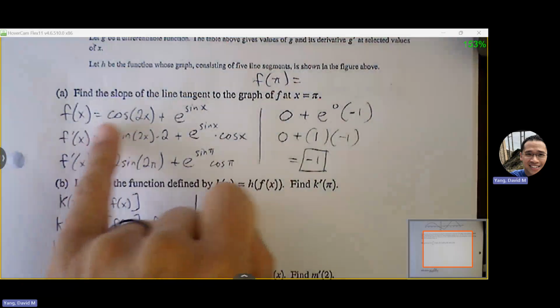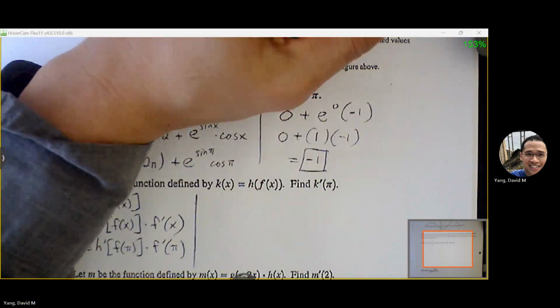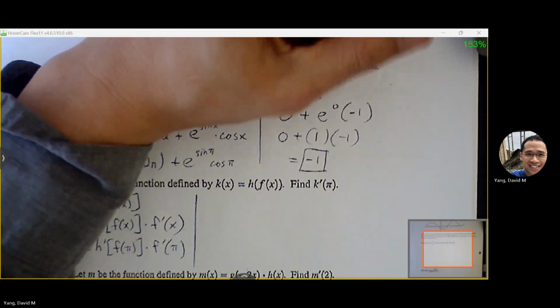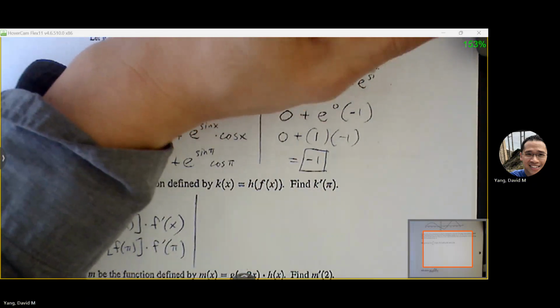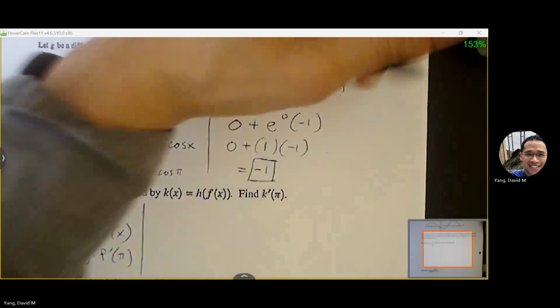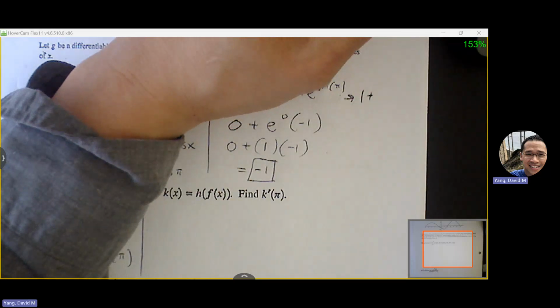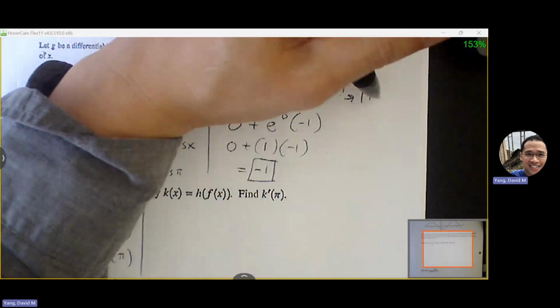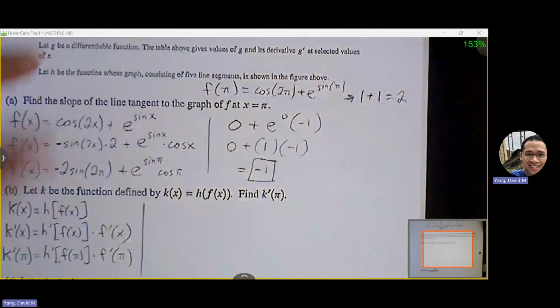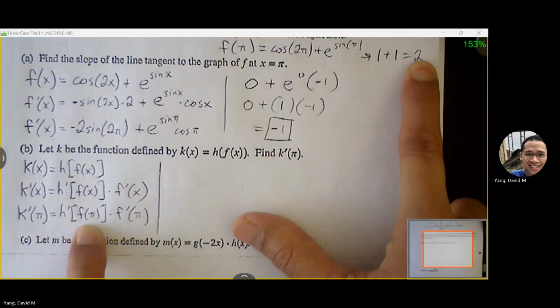So f of pi just means I'm going to plug pi into the original here. So cosine of 2 pi plus e to the sine pi. Cosine 2 pi is 1. E to the sine of pi is e to the 0, which is 1. 1 plus 1 is 2. So 2 is going to be your f of pi.